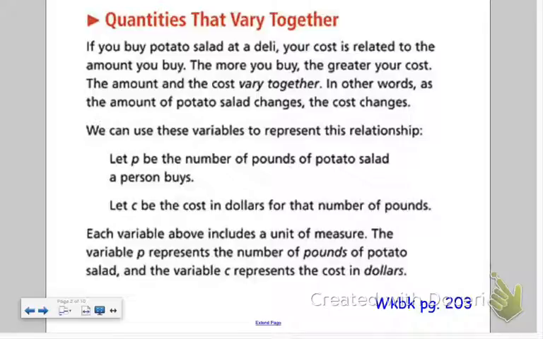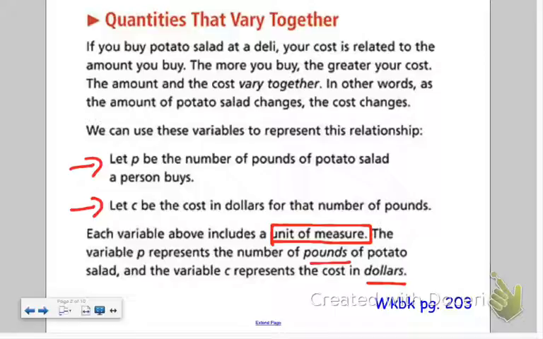We can use variables to represent this relationship. We can use P to represent the number of pounds of potato salad a person buys, and we can let C be the cost in dollars for that number of pounds. So we've got two different variables because we're talking about two different quantities, pounds of potato salad and cost in dollars. Each variable above includes a unit of measure. This is so very important. Please remember this. Each variable includes a unit of measure. The variable P represents the number of pounds of potato salad, and the variable C represents the cost in dollars.